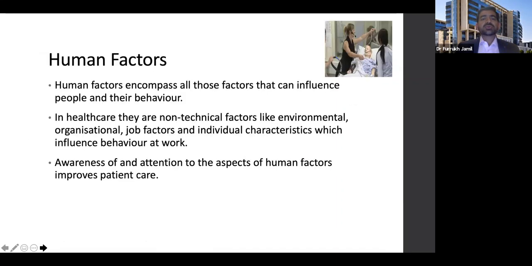Human factors encompass all those factors that can influence people and behavior. In healthcare, we particularly mean the non-technical factors like environment, organization, job factors, and individual characteristics. And I'm going to briefly mention some evidence that awareness of these is very important in improving patient care.